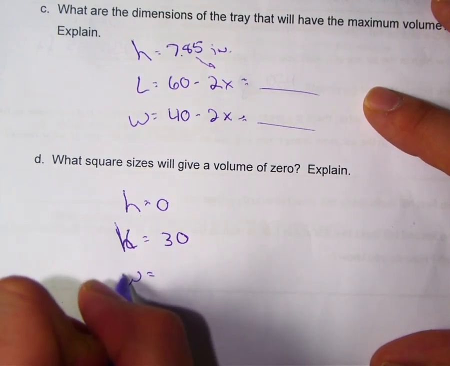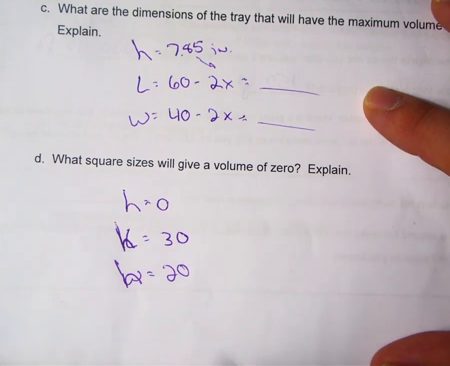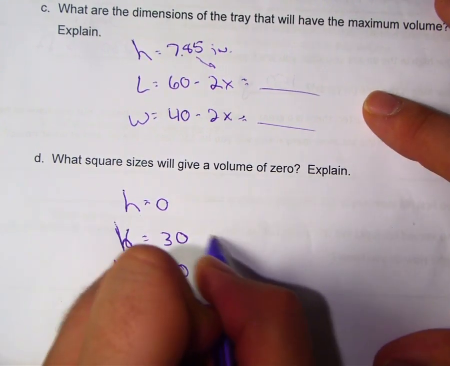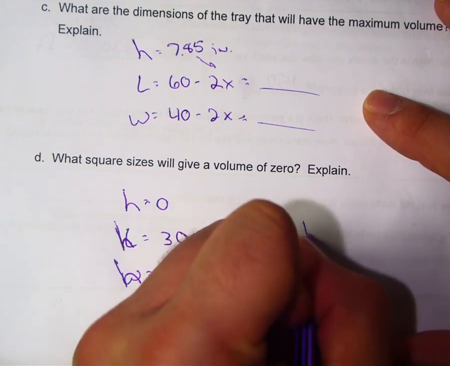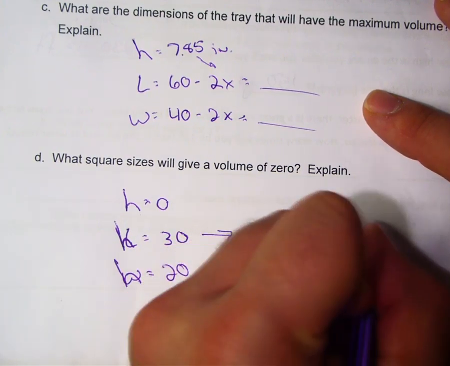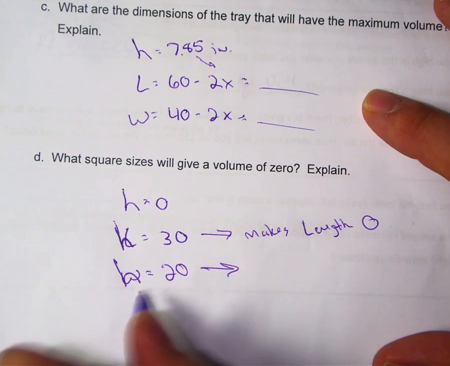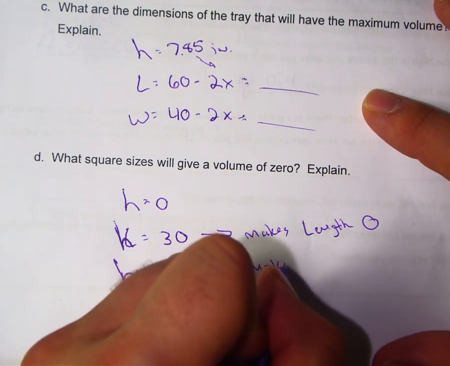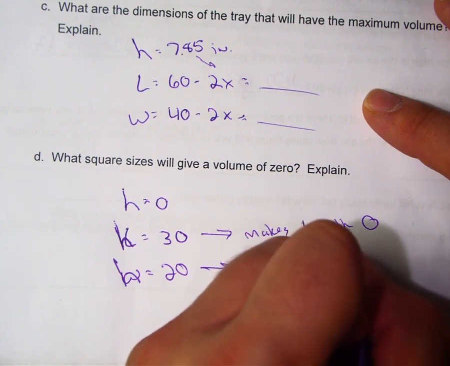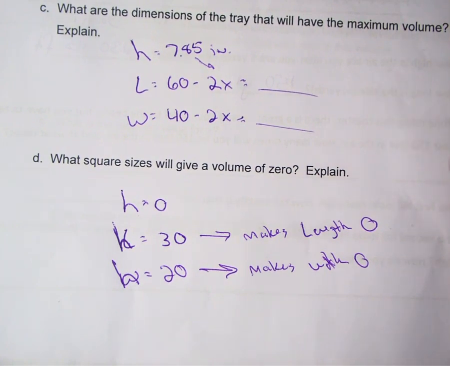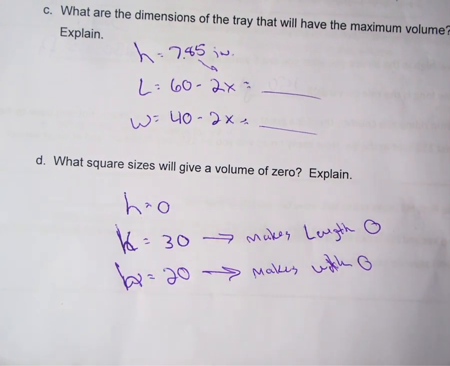If the height, again, is 20, it will make the length 0. And the height of 20 makes the width 0. And those will give us 0. Right? So that is number 2.